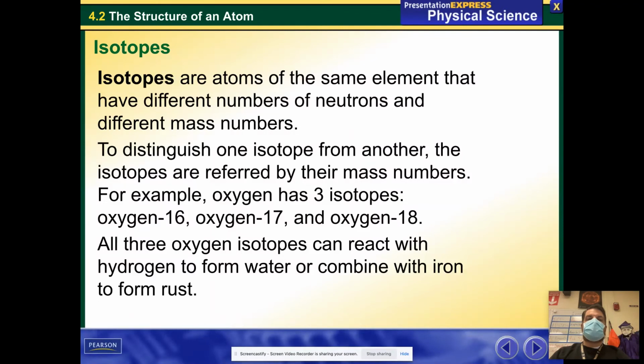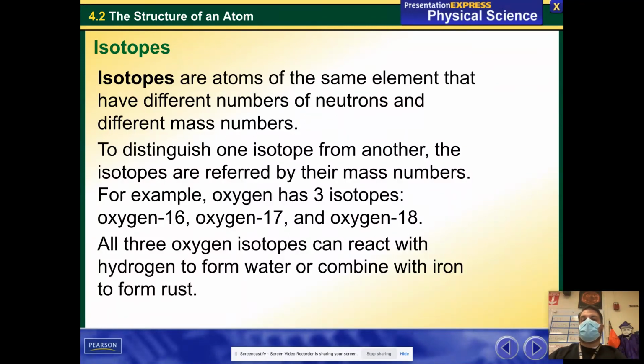Isotopes are atoms that have the same element and have different numbers of neutrons, therefore they have different masses. So if you look on the periodic table, carbon is 12.0001 or something like that instead of just 12. That's because when you take a sample of carbon, every once in a while, instead of having 6 neutrons, one might have 7. Or they might have 8. Carbon-14 has 8 neutrons. It gets bombarded by some subatomic particles from the sun, and that's how we do carbon-14 dating. To distinguish one isotope from another, the isotopes are referred to by their mass numbers.